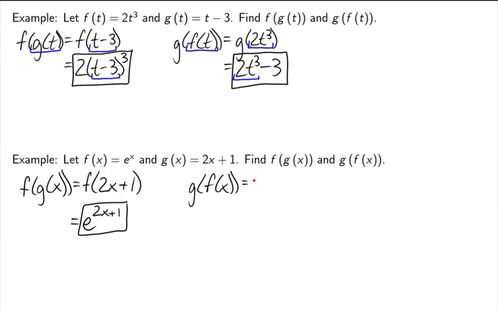How about g of f of x? Well, g is going to have e to the x plugged into it. That's the value for f of x. So, when I go into the g function, I see an x here, so I'm going to get 2, x becomes e to the x, and then I still have a plus 1. And that's the whole function.